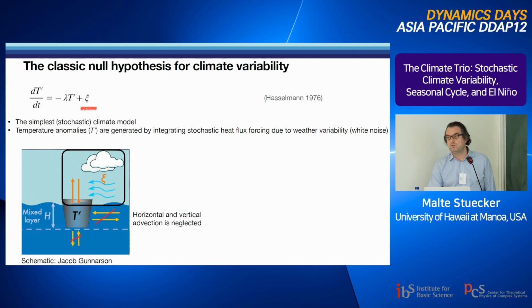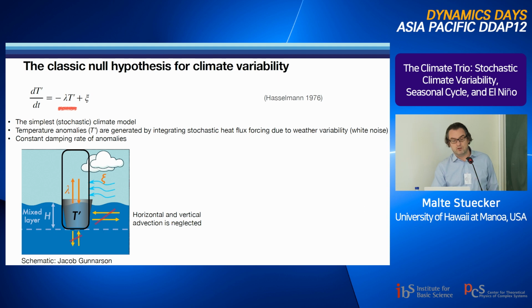There are stochastic fluxes due to atmospheric variability, so just your day-to-day weather. And then we have a constant damping rate of the SST anomalies back to 0, which is again through the heat fluxes. In this simple model, of course, we neglect advection in the ocean, so it's just a local process.